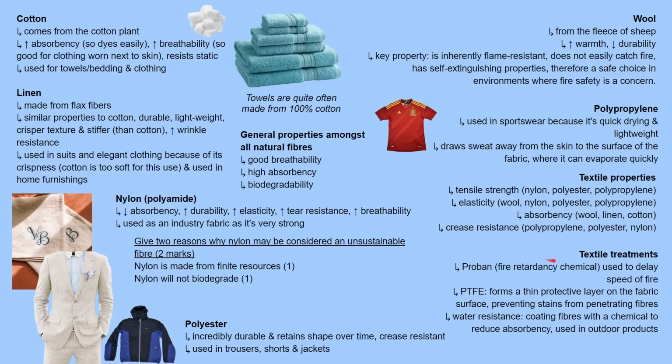And then another part that comes up in the A-level, I think only, is textile treatments. So Proban is a fire retardancy chemical, which is used to delay the spread of fire, or the speed of spreading of fire. PTFE forms a thin protective layer on the fabric surface, preventing stains from penetrating fibers, so it's for stain resistance. And finally, water resistance: coating the fibers with a chemical to reduce the absorbency, and it's used in outdoor products where, for example, rain can get absorbed in the textiles.